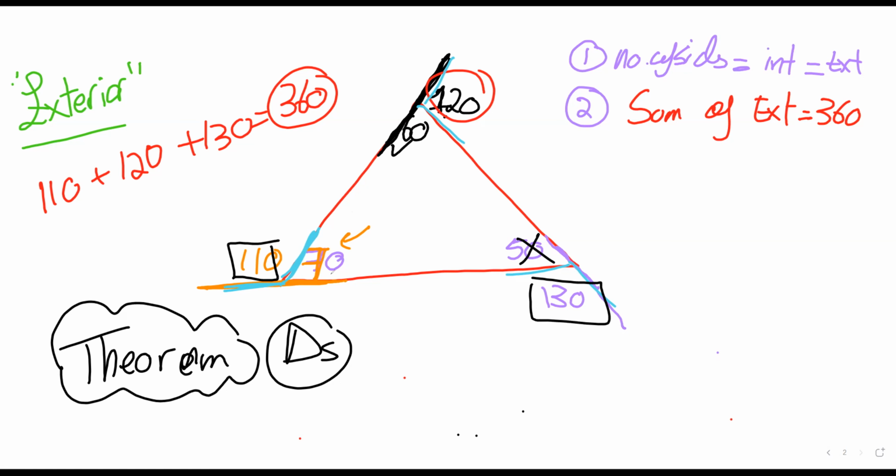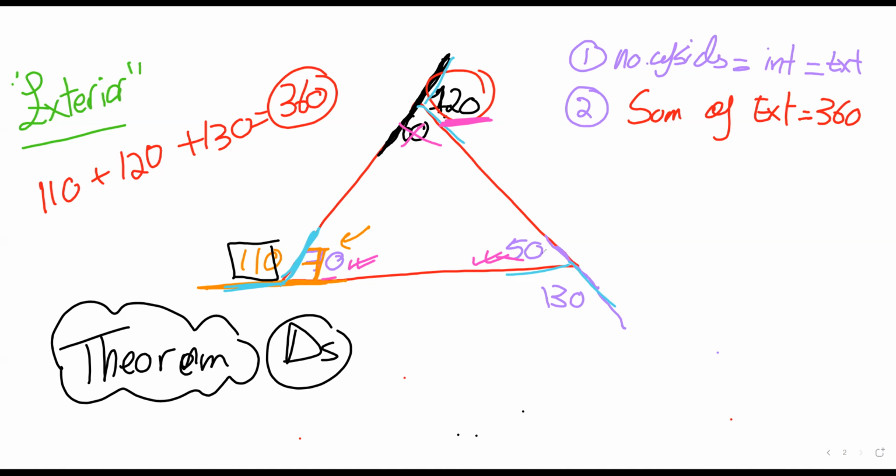Let me say it in a simpler way. Here is the 120. This is the third exterior. Hide the interior next to it. 120 is equal to the sum of these two. The 120 is equal to the sum of the opposite interiors.